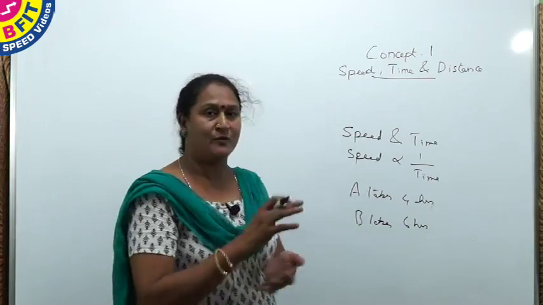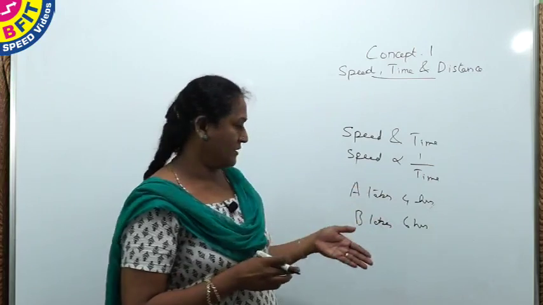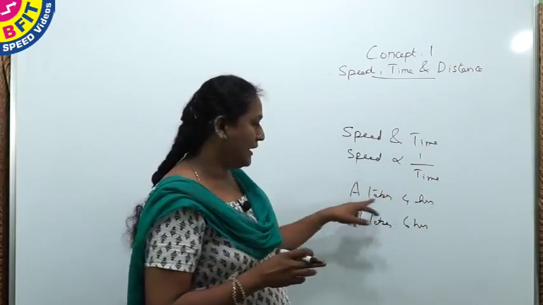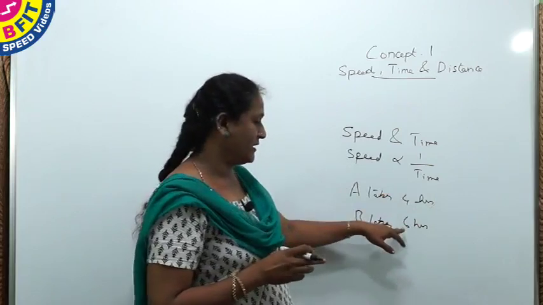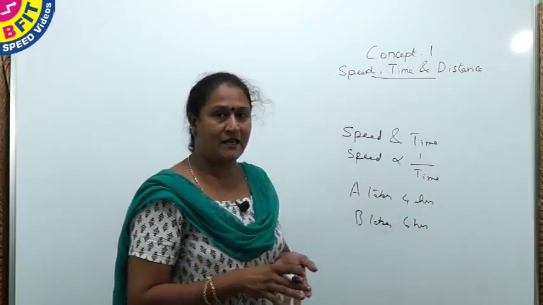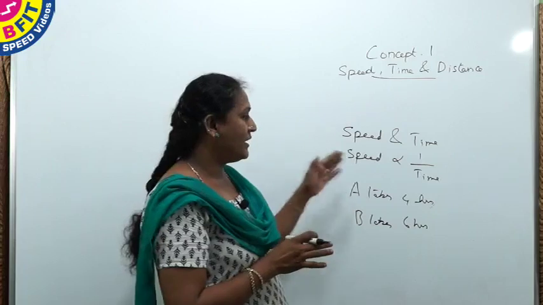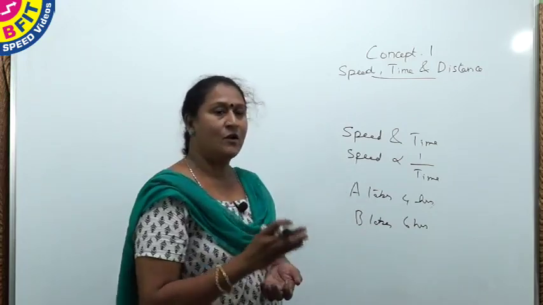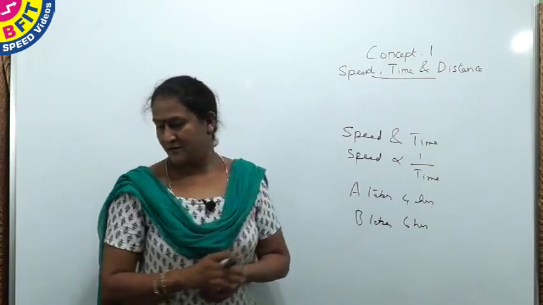So whose speed is more? Obviously the person who has taken less time has more speed. Here A takes 4 hours and B takes 6 hours. As A is taking less time, his speed is more. So speed and time vary inversely. Based on this concept, we'll see how to work out questions.